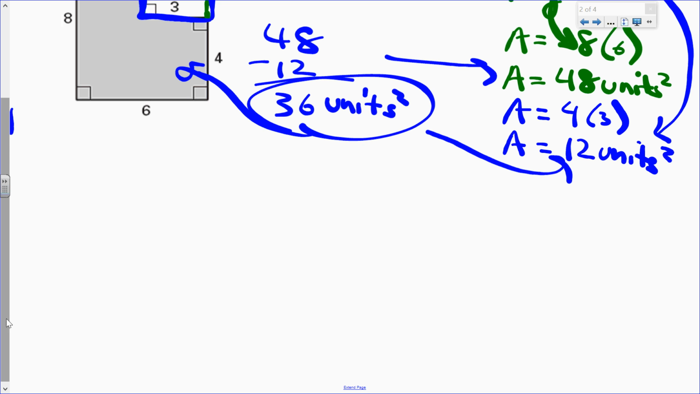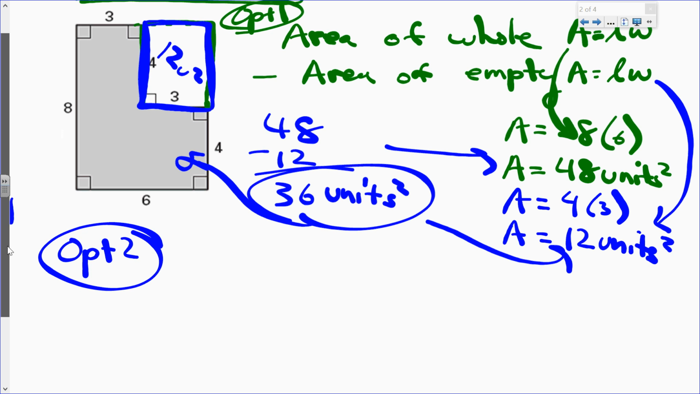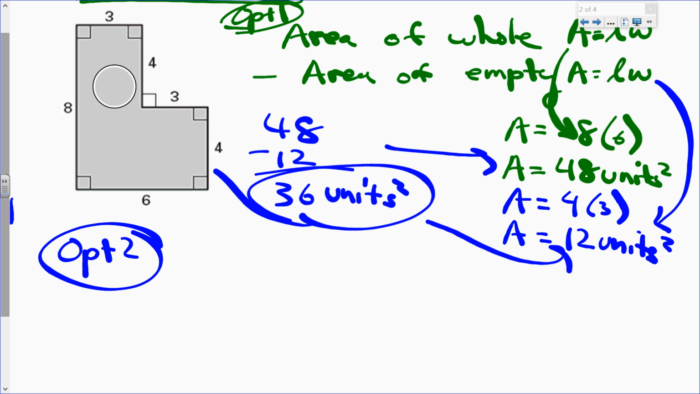How about option 2? What if you look at it from a different perspective? I did whole thing minus empty. What's another way to see this? Anybody? Just cut it into a rectangle and square. Thank you. Cut it up. Chop it up into pieces that are familiar.